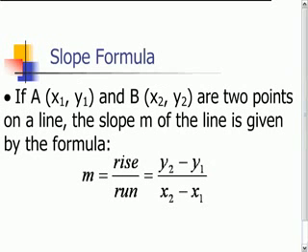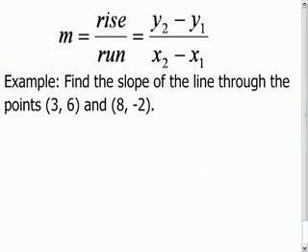Slope formula: if point A, represented by x sub 1, y sub 1, and point B, represented by x sub 2, y sub 2, are 2 points on a line, the slope m of the line is given by the formula m is equal to rise over run, y sub 2 minus y sub 1, representing the change in y, over x sub 2 minus x sub 1, representing the change in x.